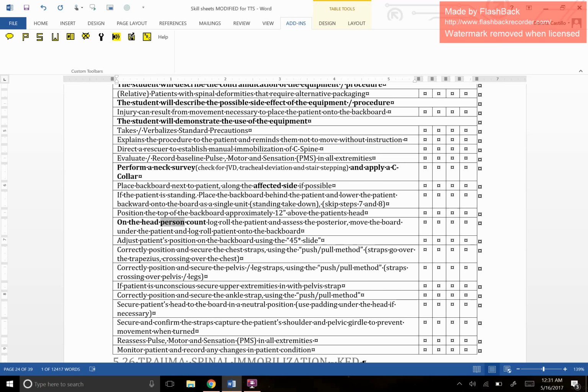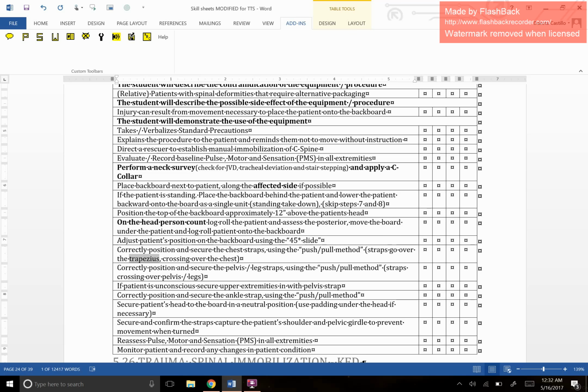On the head person's count, log roll the patient and assess the posterior, move the board under the patient, and log roll the patient onto the backboard. Adjust patient's position on the backboard using the 45-degree slide. Correctly position and secure the chest straps, using the push/pull method.